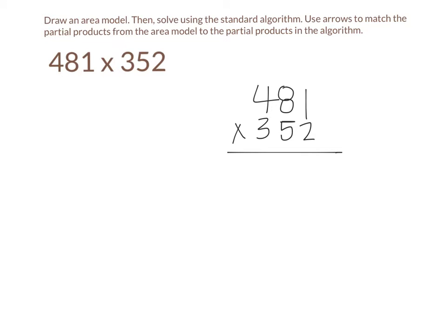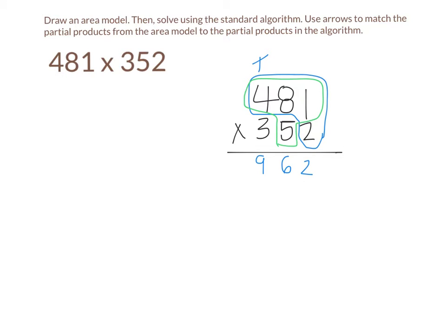Okay? The first part of the standard algorithm that we're going to do, of course, is 2 times 481. Okay, so what's 2 times 1, everyone? 2. What's 2 times 8? 16. But we'll put down the 6, and then we're going to regroup those 10s to become 100, right? And then what's 2 times 4? 8 plus 1 is? 9. So what's 2 times 481? 962. Very good.